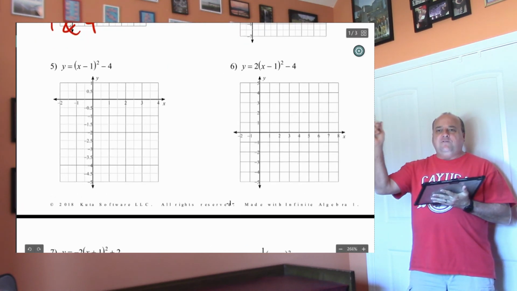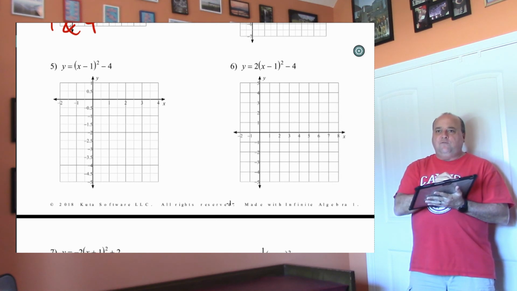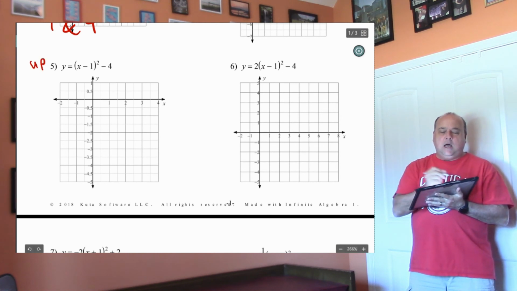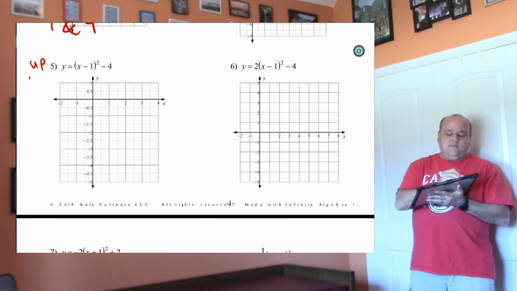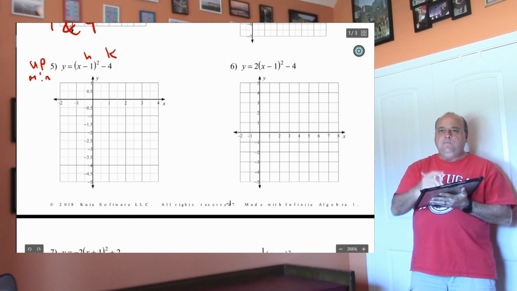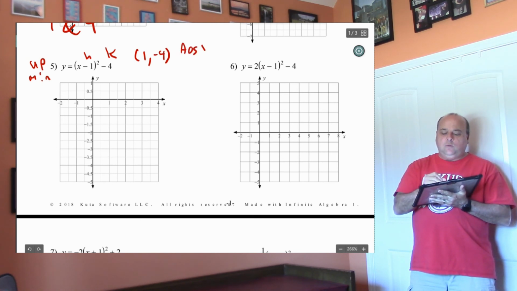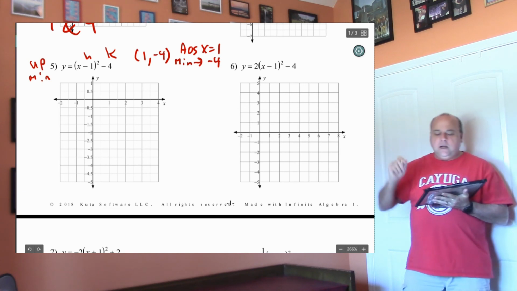Number 5, the first thing we're going to do is write down up or down. Notice there's no negative in front of the parentheses, so this will open up. If it opens up, we're going to have a min, aren't we? Okay, so my vertex is h and k. So the opposite of negative 1 is positive 1. The opposite, and then negative 4. So that's my vertex. My axis of symmetry will be x equals 1. My min will be negative 4 because it's going to open up.